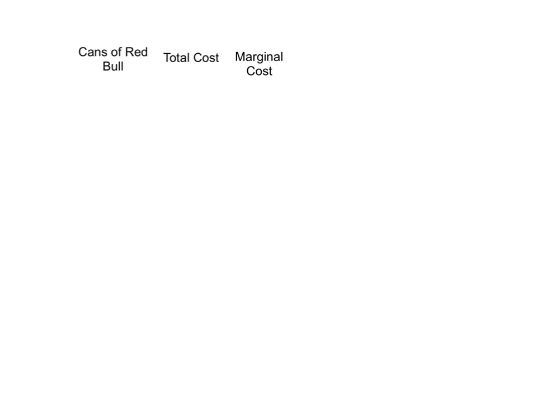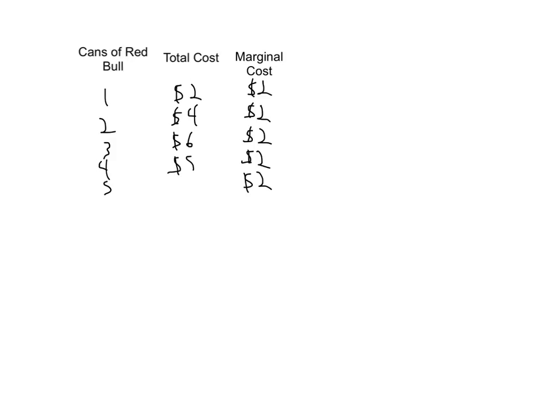All right, let's take another example. Let's say that you're going to the store to buy cans of Red Bull. Each can of Red Bull, let's just say, costs $2. So the first can of Red Bull will give you a total cost of $2 and a marginal cost of $2. And the second can will cost you a total of $4, and it'll have a marginal cost of $2. The marginal cost is always going to be $2 because each can costs $2. No matter how many you buy, all your cans are going to cost $2, so that means your total cost for 3, 4, and 5 will be 6, 8, and 10.